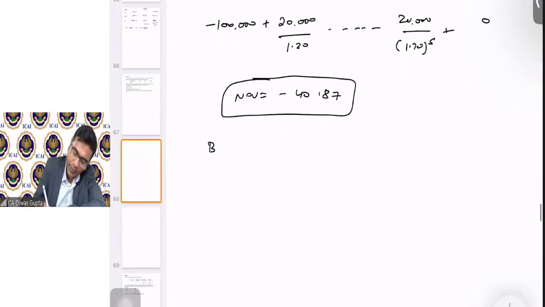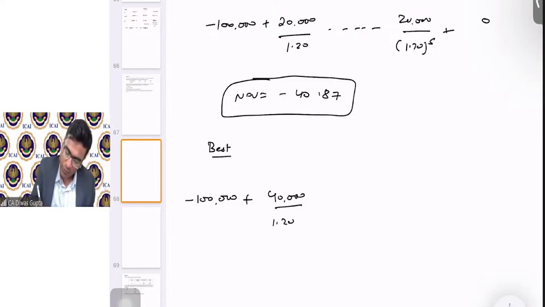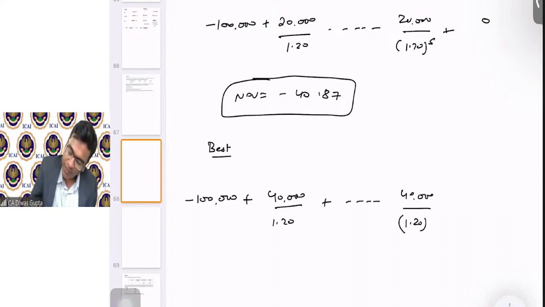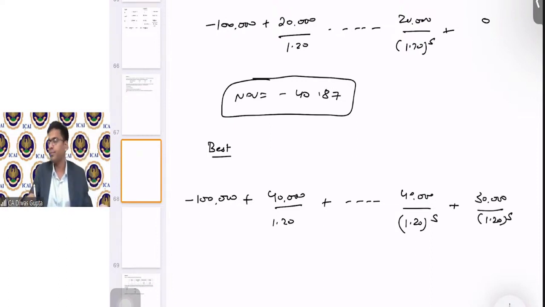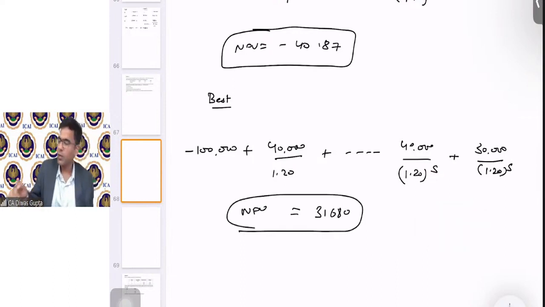For the best case, it will be minus 1 lakh plus what is the cash flow? 40,000 for the best case. Okay, what is the outflow? Sorry, inflow 40,000. So 40,000 divided by 1.20 plus, similarly, 40,000 divided by 1.20 raised to the power 5 plus, and what is the salvage value? 30,000, divided by 1.20 raised to the power 5. So hence the NPV here comes out as 31,680. So this part is also done.